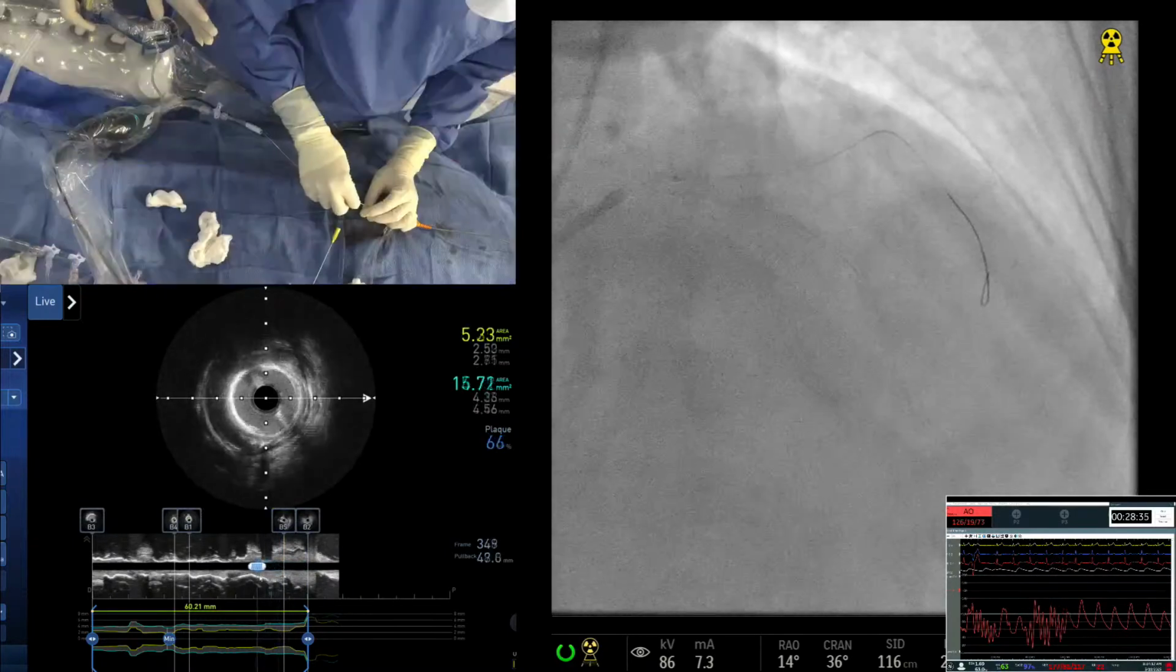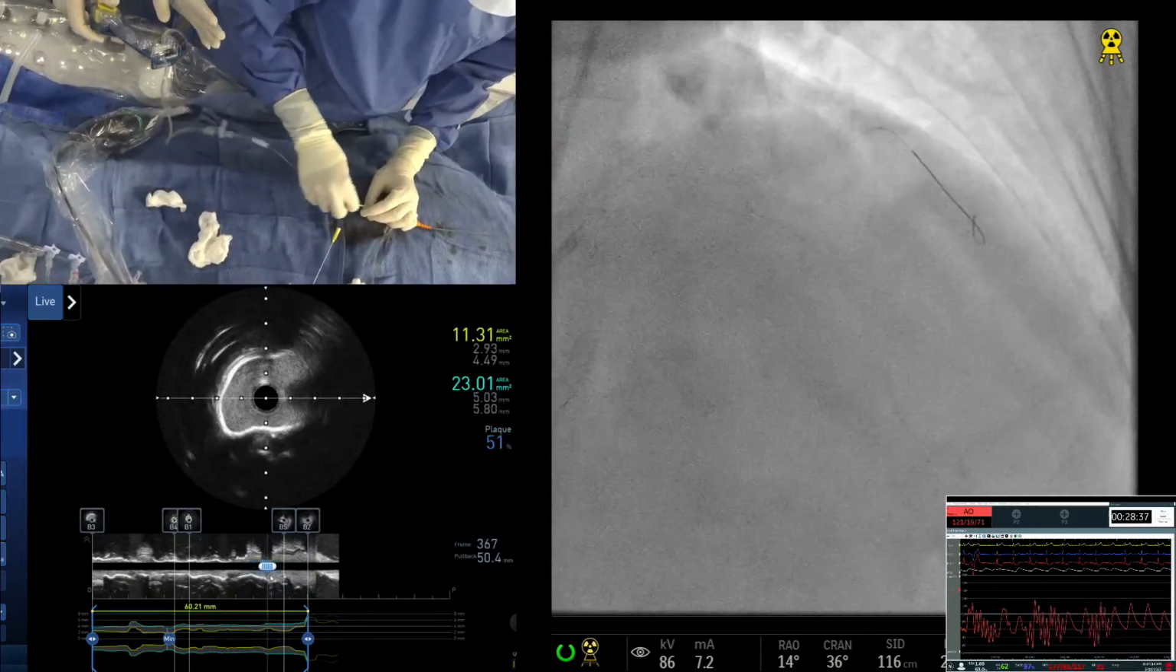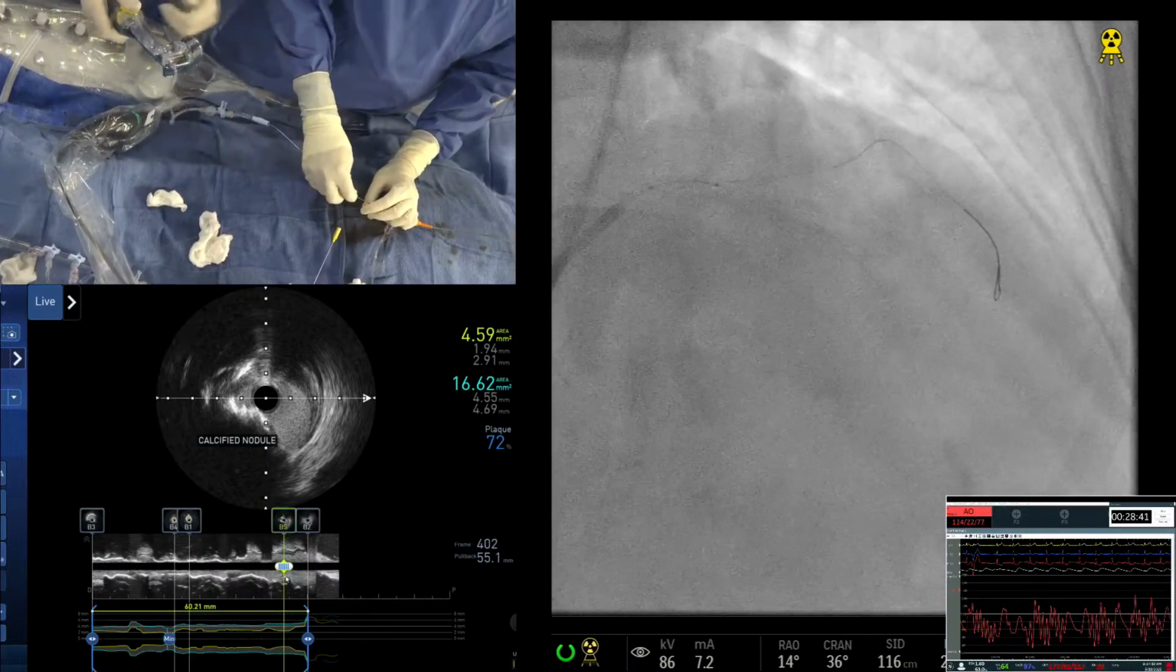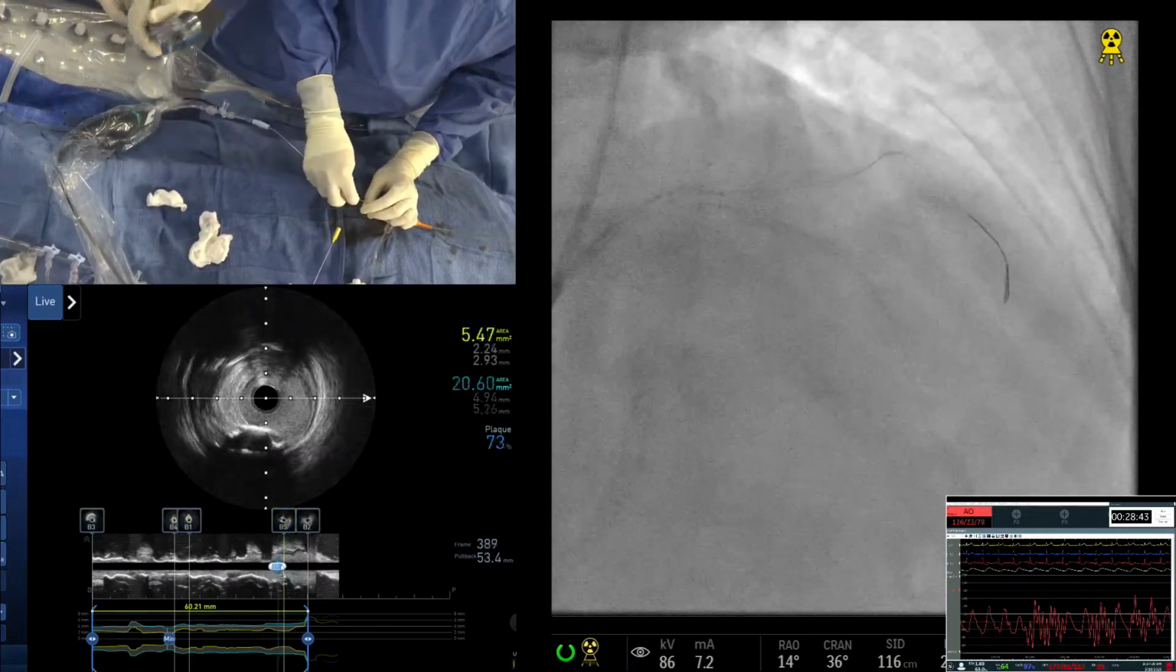Okay, let's do it again. We have other non-compliant balloons also. That's what we need. Let's do it here. Show me the ostial LAD, Kiski. Ostial, sure. Okay, let's do one more.